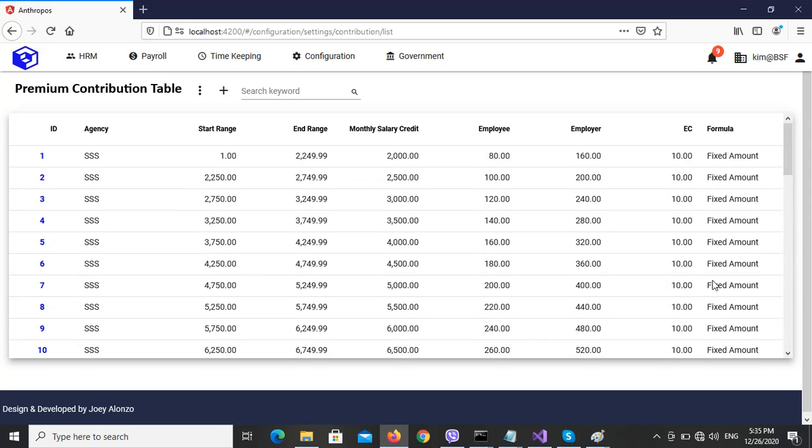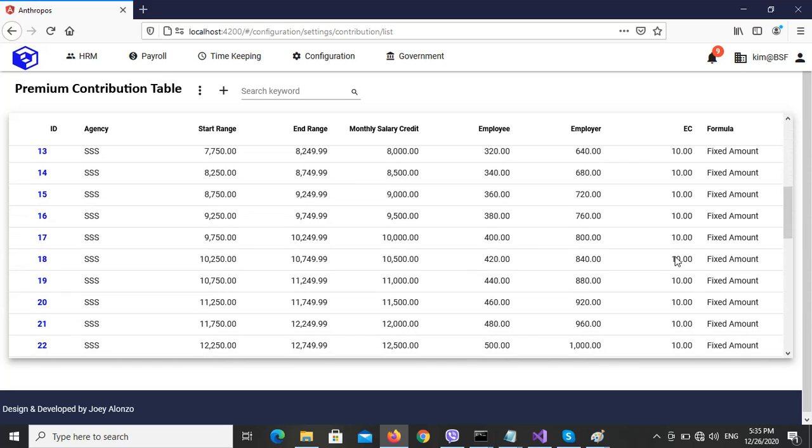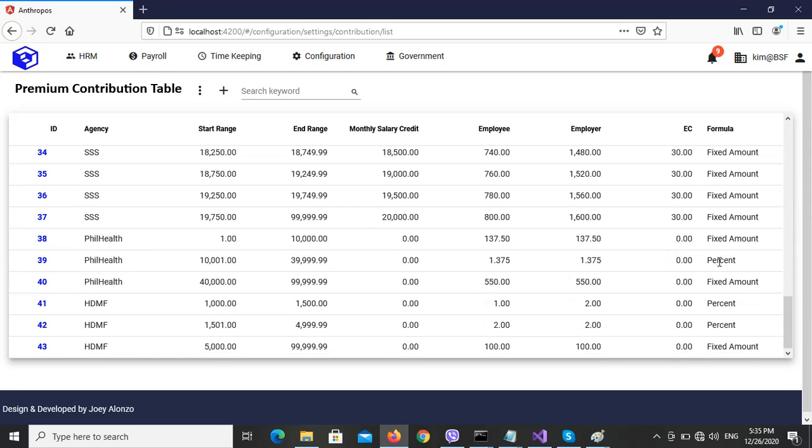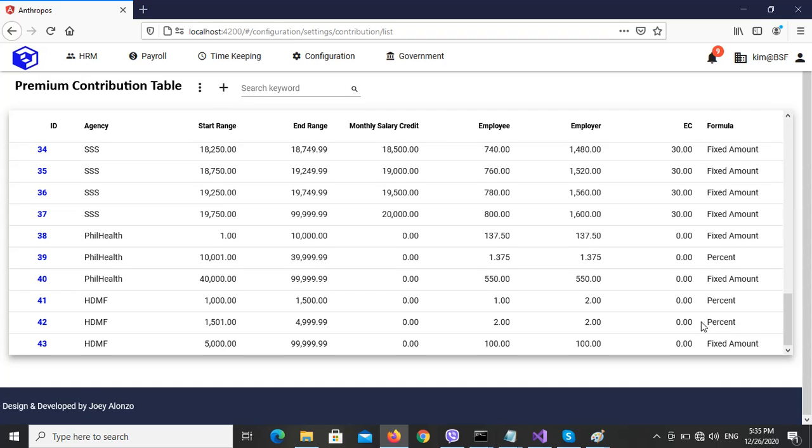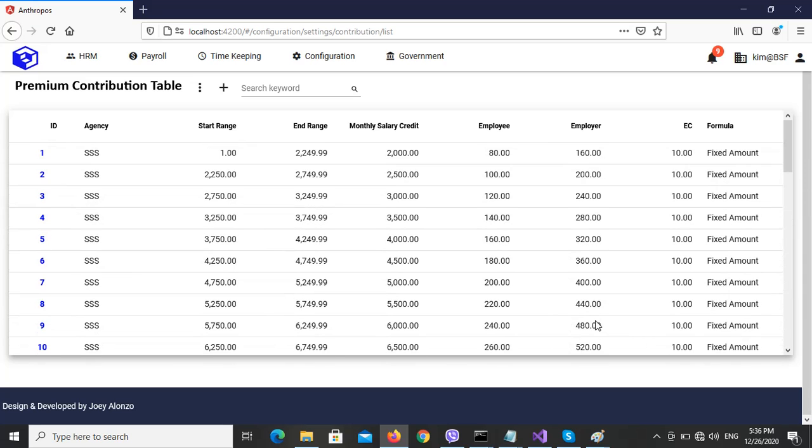And then here we have the formula. So if it is fixed amount, it means that the value here for employee and employer will be this amount. It's fixed. But if it is percent, like here, it means 1.375% of monthly basic pay. And then here it's also percent, so it is 2% of the gross pay. Okay, so let us now go through the payroll.